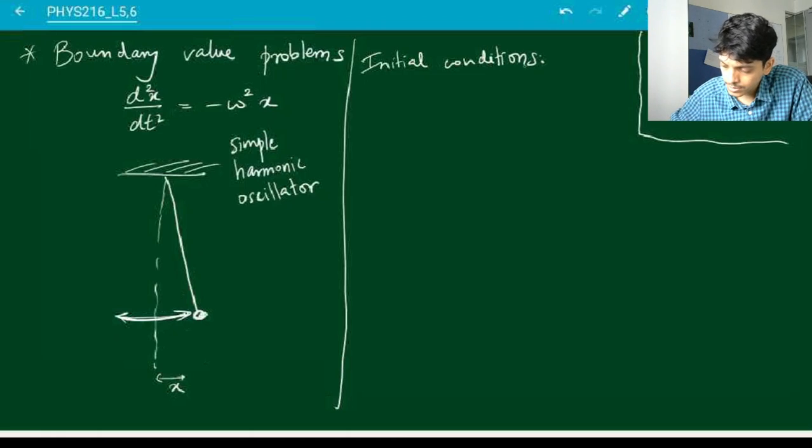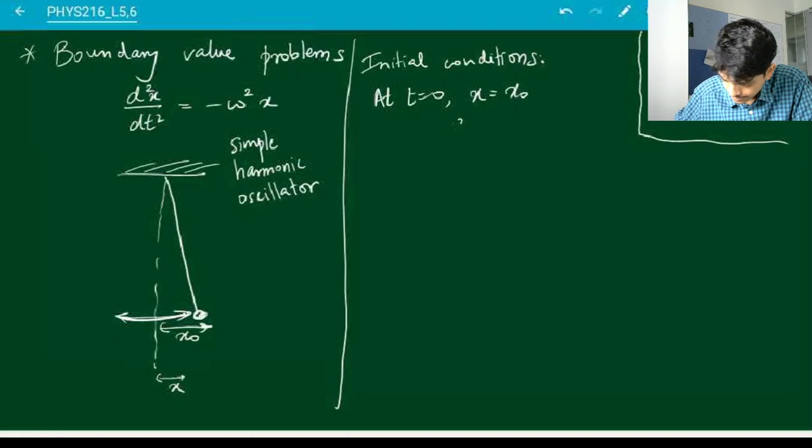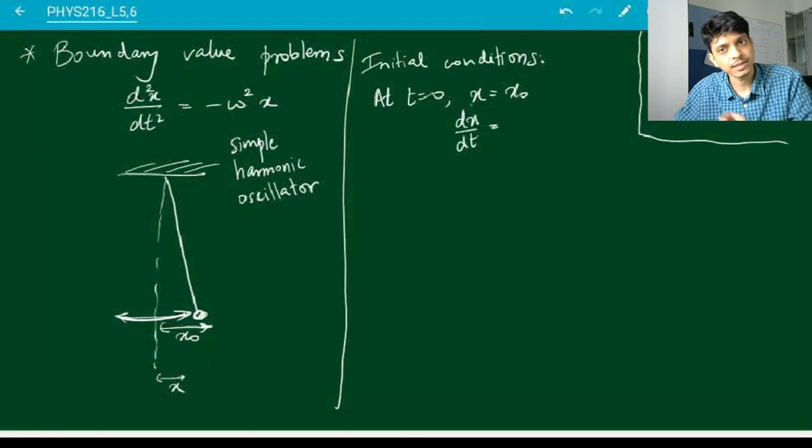So initial conditions would say that, suppose I'm starting at t equal to 0, I'm starting from this extreme point over here. So let this be x0. So initial condition would say at t equal to 0, x is x0, and the first derivative, so this is just the velocity with which it is moving, and if you remember, at the extreme end of the oscillation cycle the velocity is 0. So if I specify these, that at t equal to 0 x is this and dx by dt is this, then these are initial conditions.